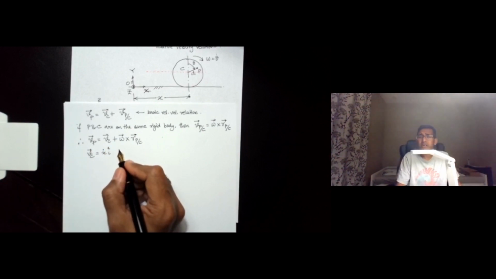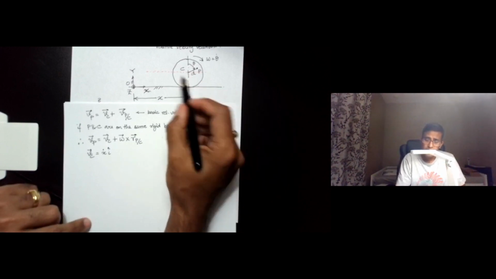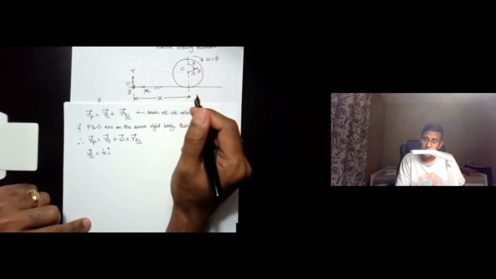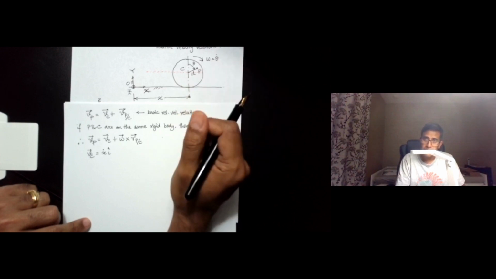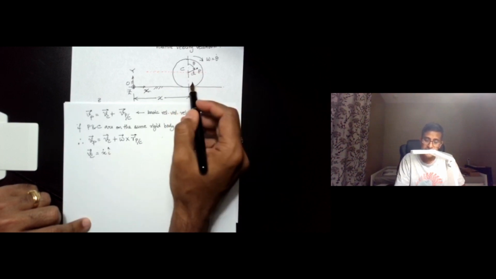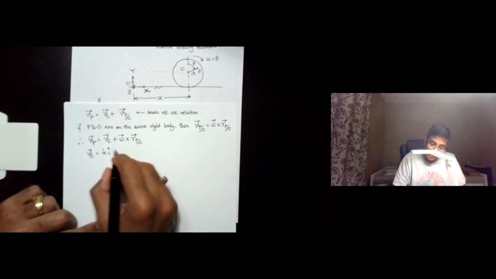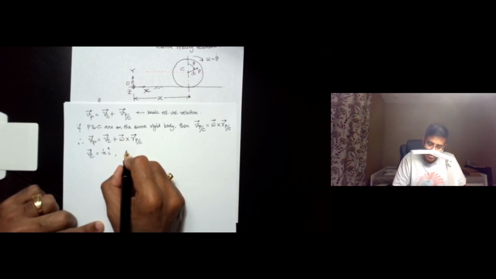I mean, you can take the position and differentiate, but it's quite obvious from an understanding of the physical motion of this cylinder that V_c is going to be x dot, and it's going to be in the direction of the x-axis. Now let us try to figure out omega.